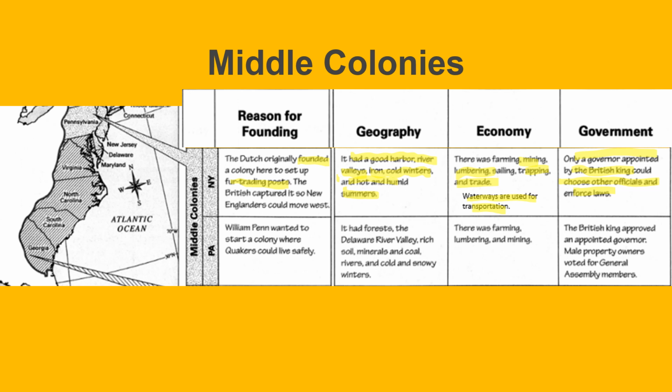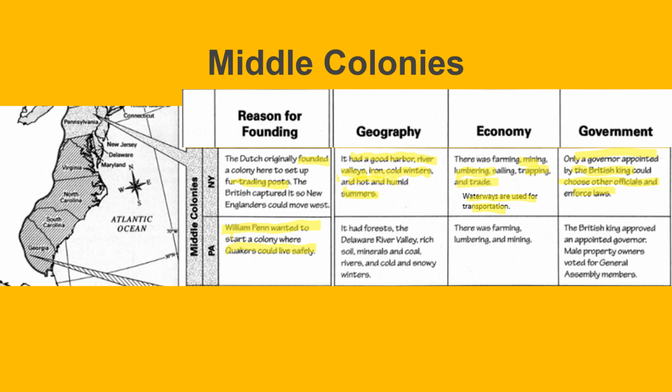Now in the South, let's talk about Pennsylvania. This kind of applies to New Jersey and Delaware as well. William Penn came and he wanted to start a colony for his Quakers. They needed a place where they could practice their religion safely, so they came for the reason of God. They wanted that religious freedom.